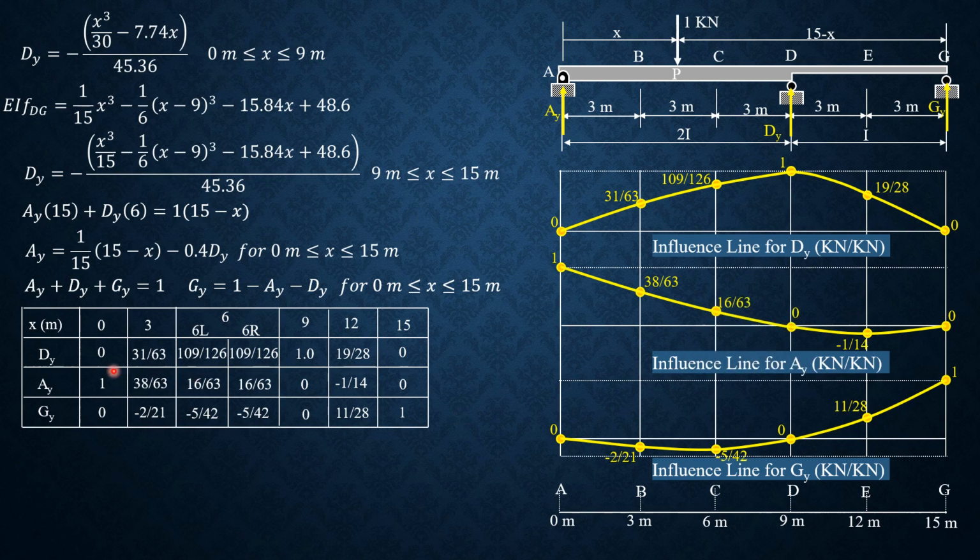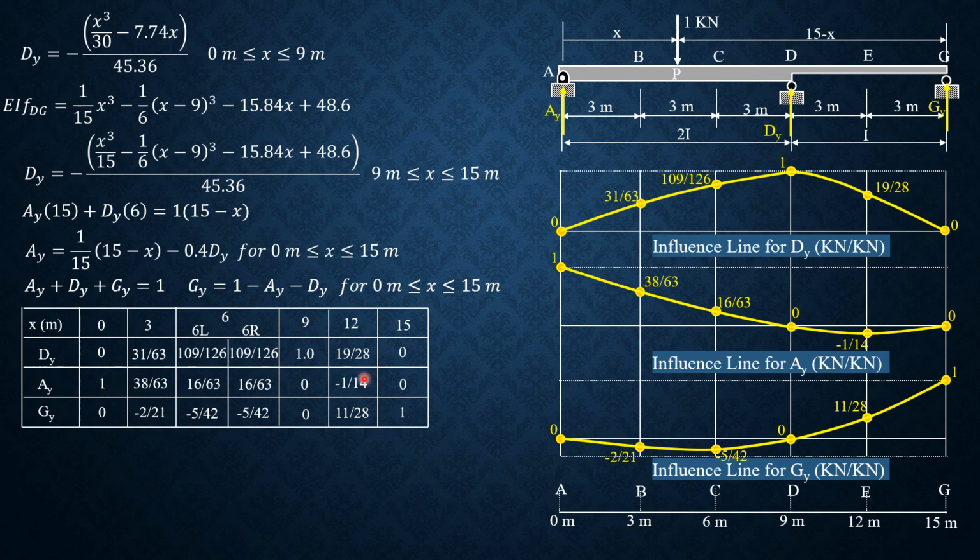So for dy, it begins with 0, then 31 over 63 when x is 3. When x is 6, 109 over 126. When x is 9, 1. Then when x is 12, 19 over 28. When x is 15, 0. This is the influence line for Ay in kilonewtons per kilonewton.